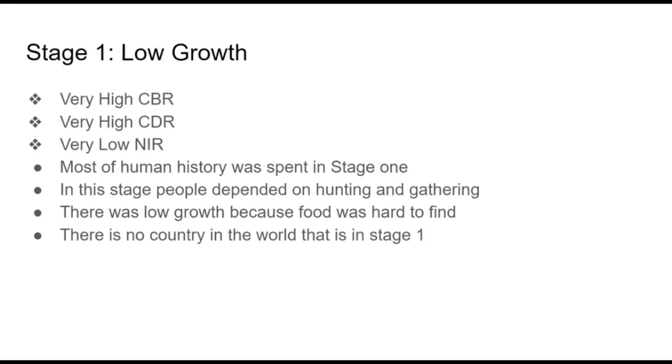Stage 1. Low growth. In stage 1, there is a very high CBR, a very high CDR, and a very low NIR. Most of human history was spent in stage 1. In this stage, people depended on hunting and gathering. There was low growth because food was hard to find. As of right now, there is no country in the world that is in stage 1.